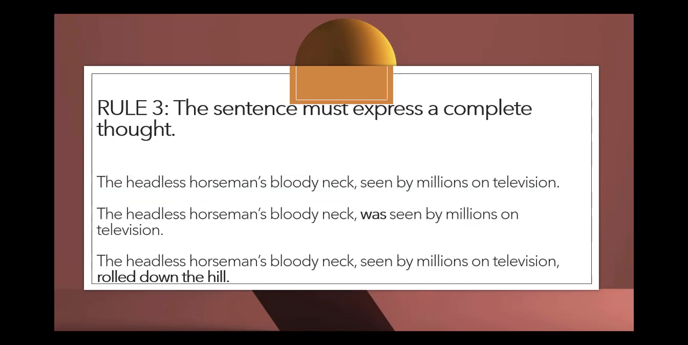So here we've got another example. The headless horseman's bloody neck seen by millions on television. And corrections, adding in "was" here is enough to fix that sentence up, or adding in the end of the sentence here: the headless horseman's bloody neck, seen by millions on television, rolled down the hill. So that finishes off the thought.